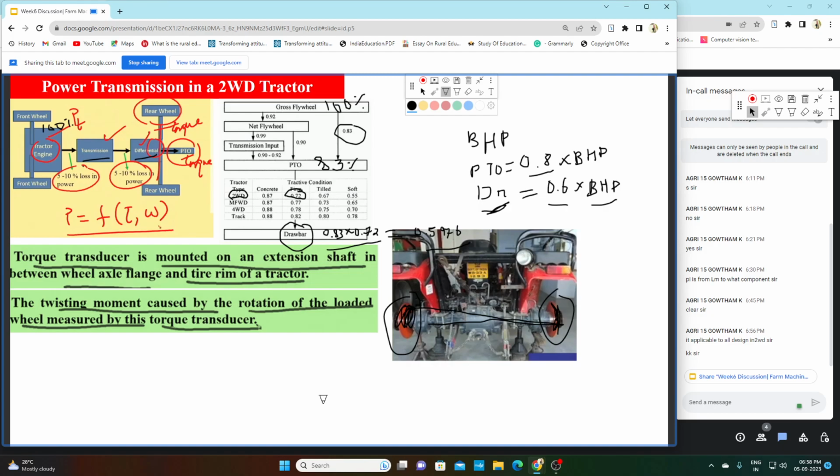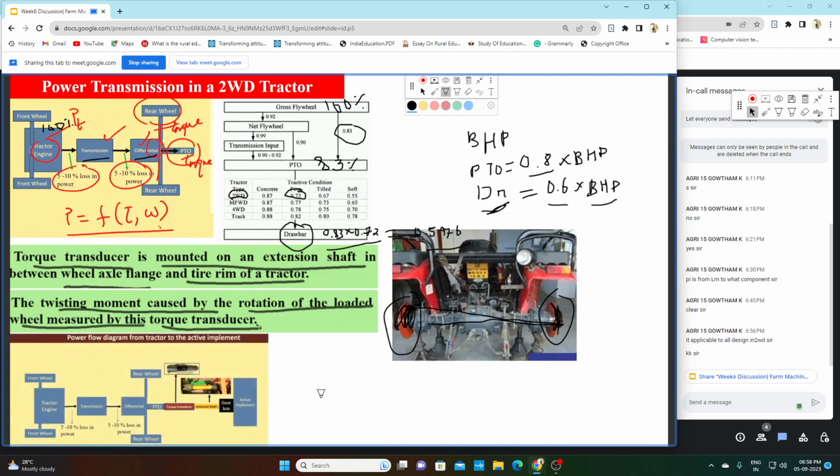Now the twisting movement caused by the rotation of the loaded wheel is measured by this torque transducer. So torque is the rotation of the wheel. The twisting movement of this torque transducer will give you the torque coming on the rear wheel or the front wheel also. Actually, as the power is going to the rear wheel only, we are mounting the torque transducer on the rear wheel only, not on the front wheels. Okay, so this is the concept.